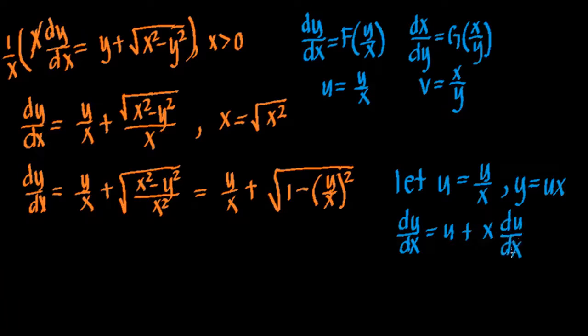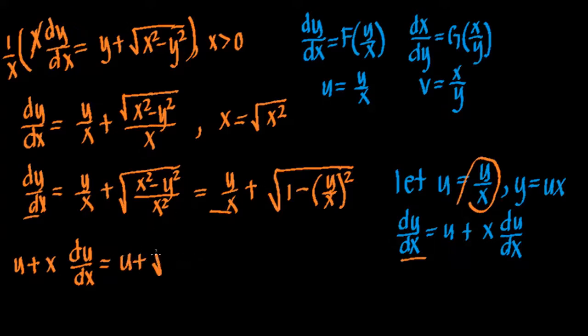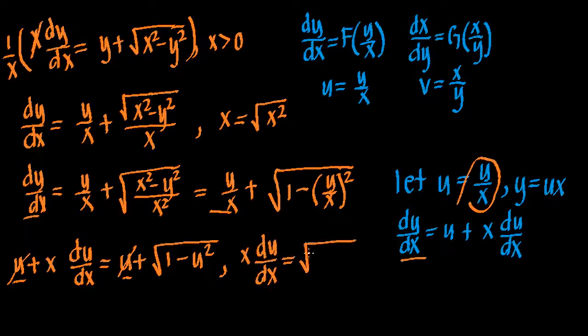Now, we have our value of dy over dx in terms of u and x, so we'll plug that in to our left-hand side expression. u plus x du over dx is equal to, our y over x here is just equal to u, so we'll plug in u here, is equal to the square root of 1 minus u squared. Now, u is in the left-hand side expression and our right-hand side expression, so we can cancel that out and we're left with x du over dx is equal to the square root of 1 minus u squared.